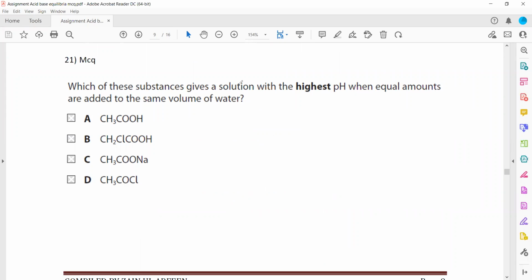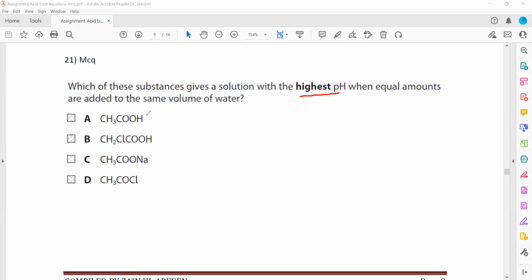The first question, 21: Which of these substances gives a solution with the highest pH when equal amounts are added to the same volume of water? This means which of them will make the solution alkaline, because we want the higher pH.